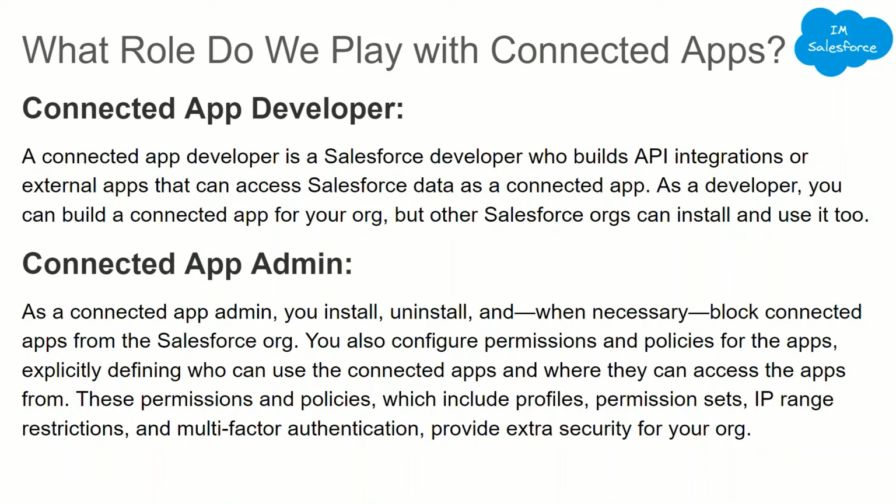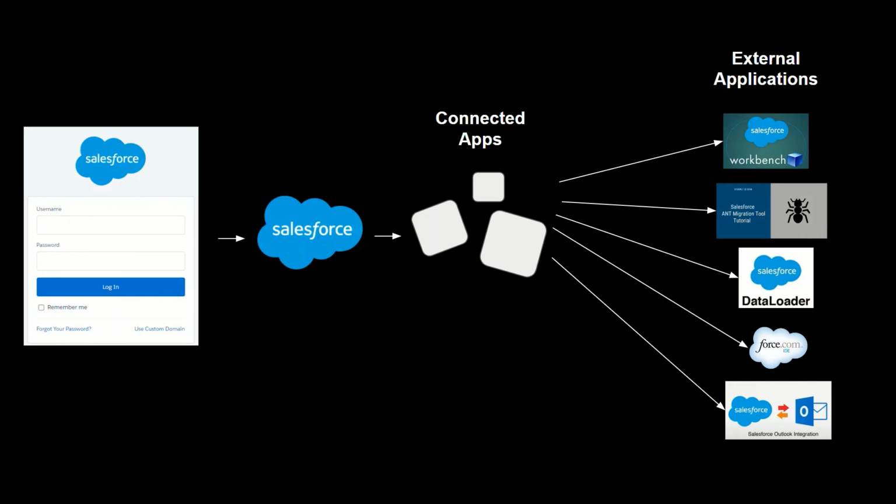As a connected app admin, you install, uninstall, and when necessary, block connected apps from the Salesforce org. You also configure permissions and policies for the apps, explicitly defining who can use the connected apps and where they can access the page from. These permissions and policies, which include profiles, permission sets, IP range restrictions, and multi-factor authentication, provide an extra layer of security for your org. So typically this is what a connected app looks like and how it performs.